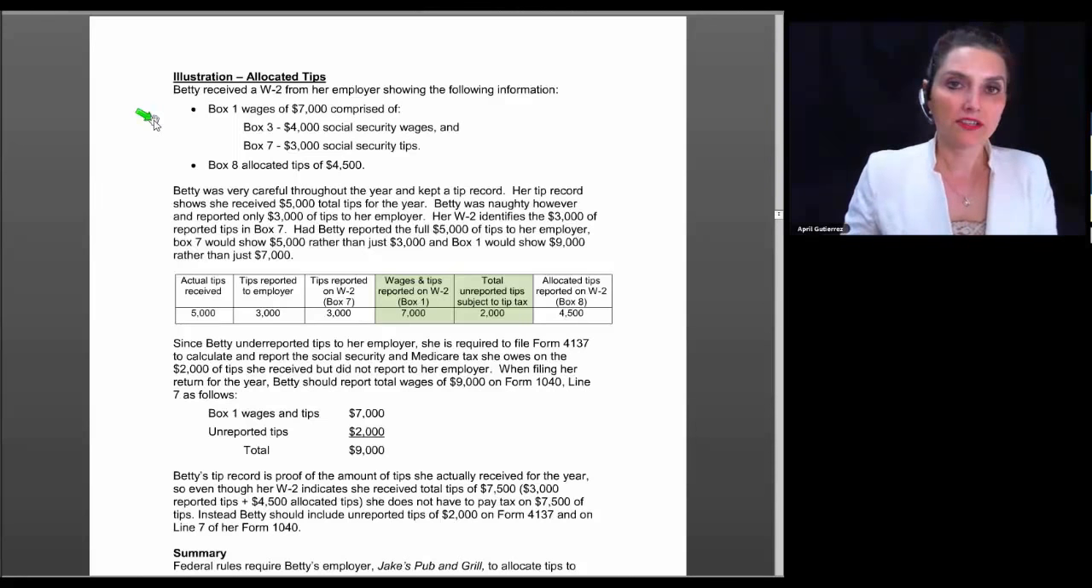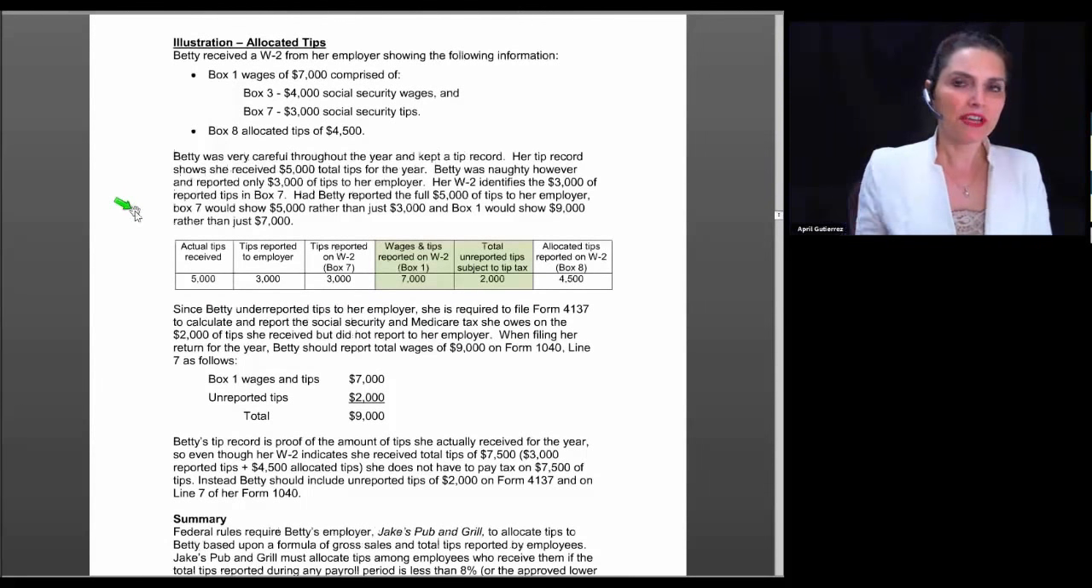So let's look at an illustration of what I mean here. Betty received a W-2 from her employer showing the following information. Her W-2 has Box 1 wages of $7,000, comprised of Box 3, $4,000 of Social Security wages, and Box 7, $3,000 of Social Security tips. So you take Box 7 plus Box 3, and you get Box 1. But she also has a number in Box 8, $4,500 of allocated tips.